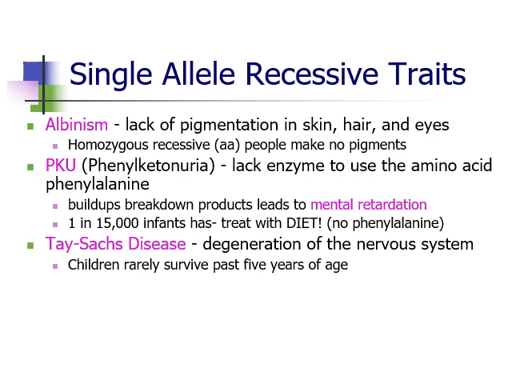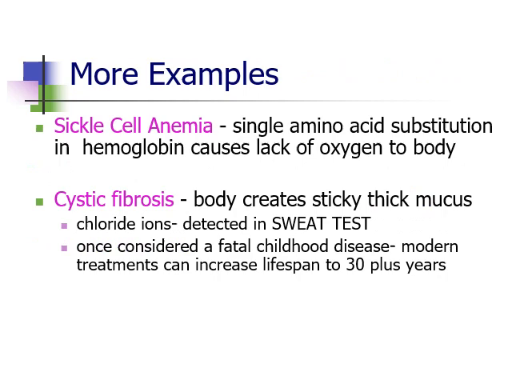About 1 in 15,000 infants have this. It can be treated with diet. The easiest way to go about this is by making sure that they don't eat or consume any phenylalanine. Another single allele recessive trait is Tay-Sachs disease. This is the degeneration of the nervous system over time. Children who have this rarely survive past 5 years of age.